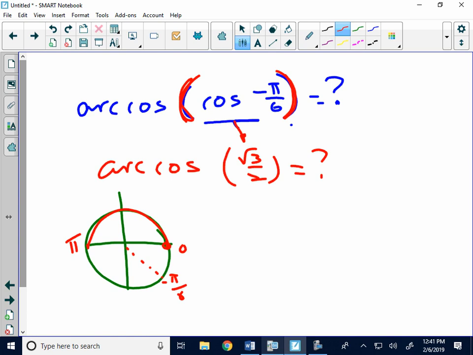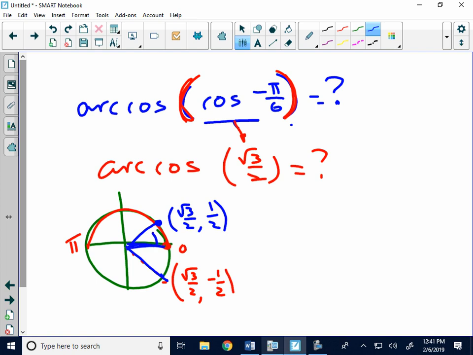Well, is there an arc or an angle that has the same x-coordinate, square root of 3 over 2? Now, I won't care about the y-coordinate. It happens to be minus 1/2. But it should be pretty obvious that if I go up this way, there's another point up here, which is the square root of 3 over 2. And the y-coordinate now is positive 1/2. And what's this arc? The answer is pi over 6.